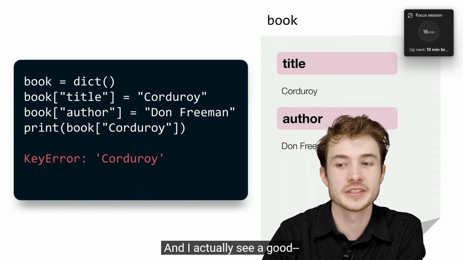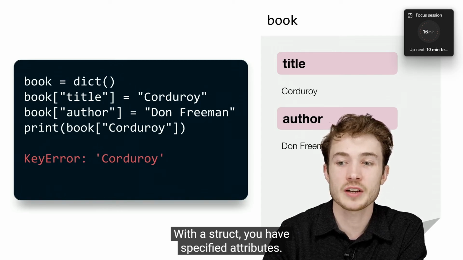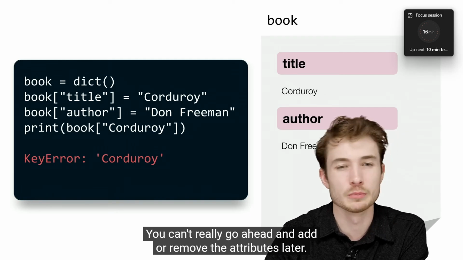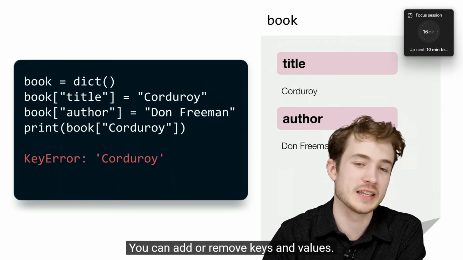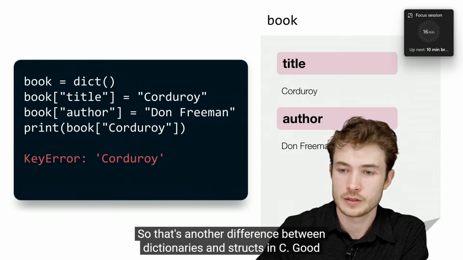And I actually see a good comment, someone saved me here with comparing structs and dictionaries. With a struct, you have specified attributes. You can't really go ahead and add or remove those attributes later. With a dictionary, you can. You can add or remove keys and values. So that's another difference between dictionaries and structs in C. Good question.